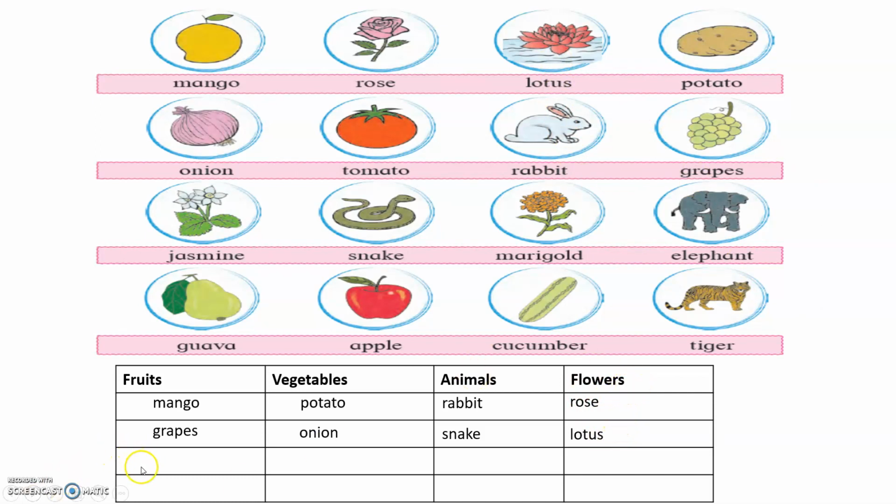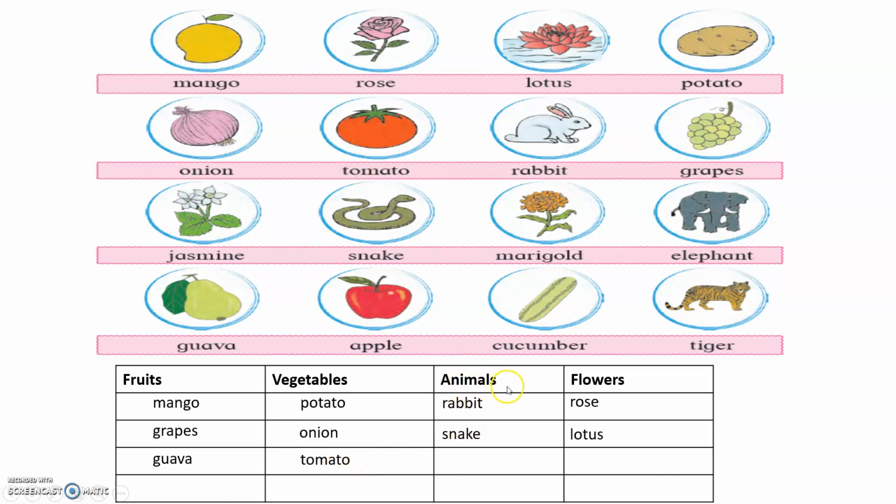Again, we move back to fruits. We have finished with mango. We have finished with grapes. Now, in this group, there is no fruit. Yes. Can you see the fruits here? Yes. What fruit is it? It is a guava. Next, vegetable. We have finished with potato. We have finished with onions. So the next vegetable is tomato.